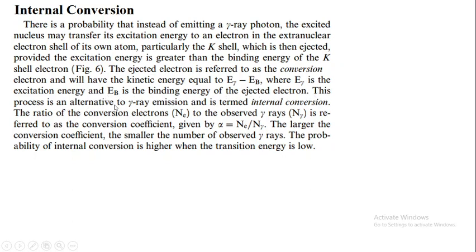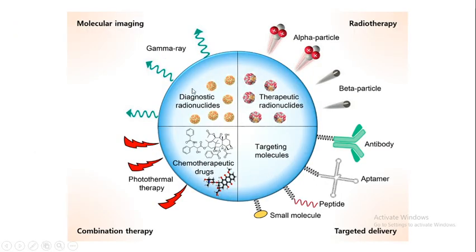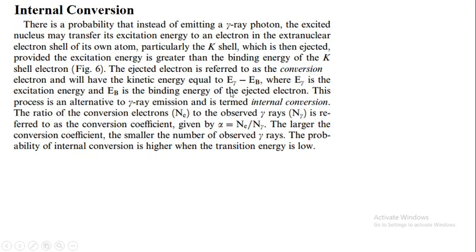This process is an alternative to gamma ray emission and is termed internal conversion. There are two ways. In one, gamma radiation is emitted from the nucleus and goes away from the nucleus and the atomic environment. In the other way, this energy may be absorbed by the electron, and if this energy is greater than the binding energy of the electron, it will be ejected with the difference of the energy. Okay, and that is termed internal conversion.